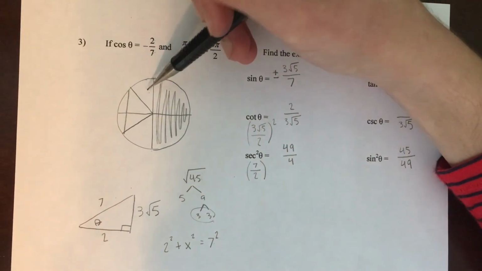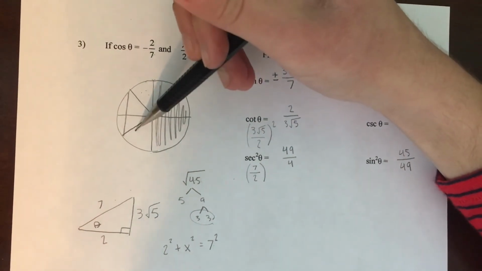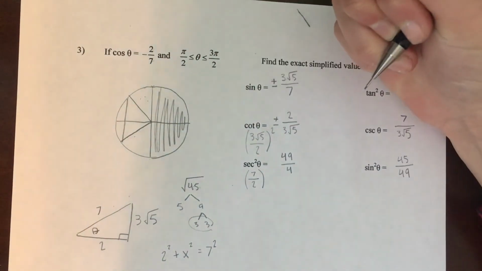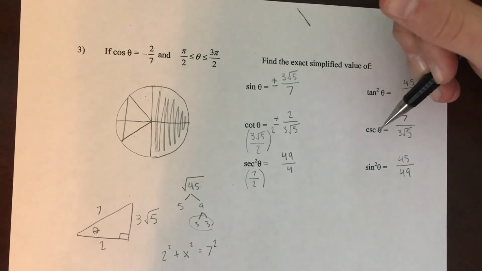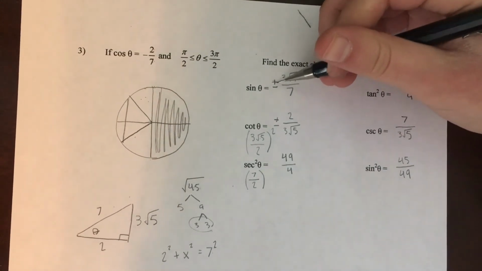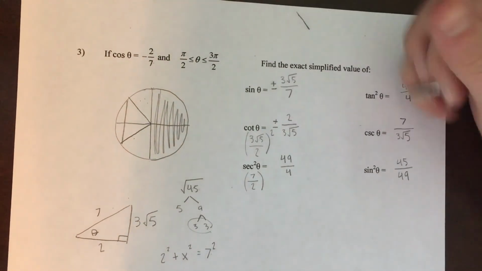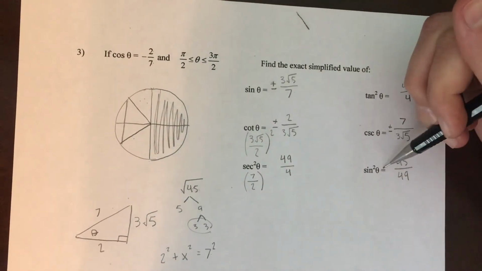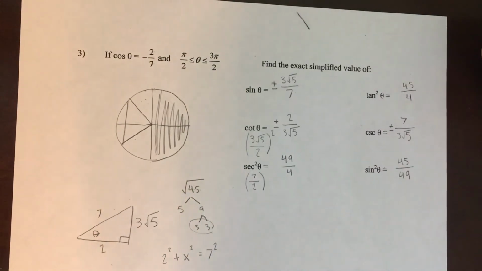Cotangent in this quadrant is negative, and in this quadrant it's positive, so we write plus or minus in front of cotangent as well. Cosecant is the opposite of sine, and for the reciprocals it's always the same sign, so we write plus or minus again. And then all of the squareds we leave alone because squareds are always positive.